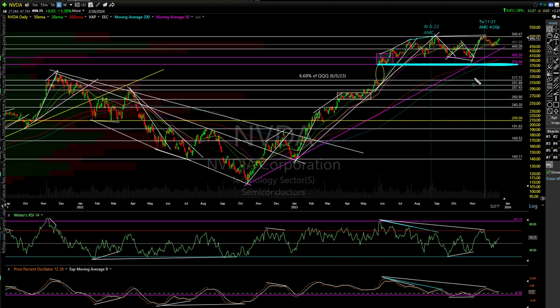NVIDIA is the king of the sector. It is the 800-pound gorilla. It's the old Intel or the old Texas Instruments, those former leaders. This is the one right now, the lead sled dog that the rest of the sector will most likely follow.